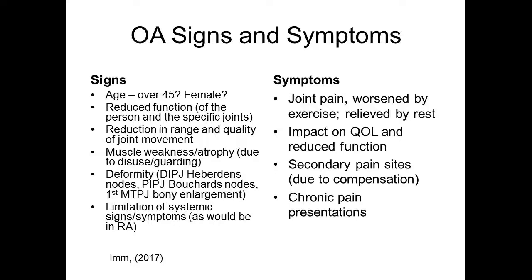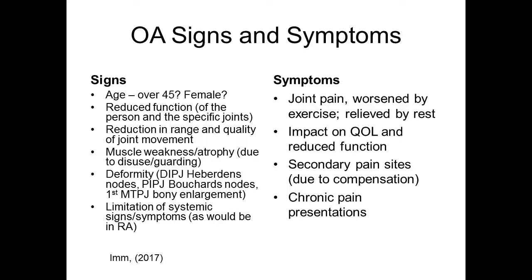Deformity, which I have a few images of on an upcoming slide, can happen in various locations throughout the body. And there is a limitation of systemic signs and symptoms. So unlike rheumatoid arthritis, where we can sometimes take bloods and look at other things, there is a lack of further investigations that would highlight similar features in osteoarthritis out with your general medical imaging and clinical presentation.